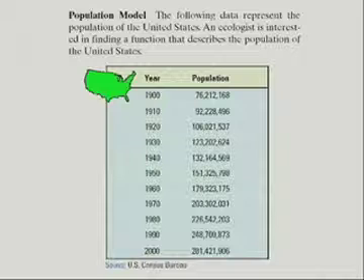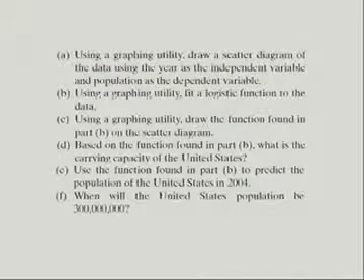So in the year 2000, the population of the United States was 281,421,906. Here's what we're going to do with this data. For starters, we're going to use a graphing utility to draw a scatter diagram of the data. We're going to treat year as the independent variable and population as the dependent variable. Then we're going to use a graphing utility to fit a logistic function to the data, and then draw this function on the scatter diagram.